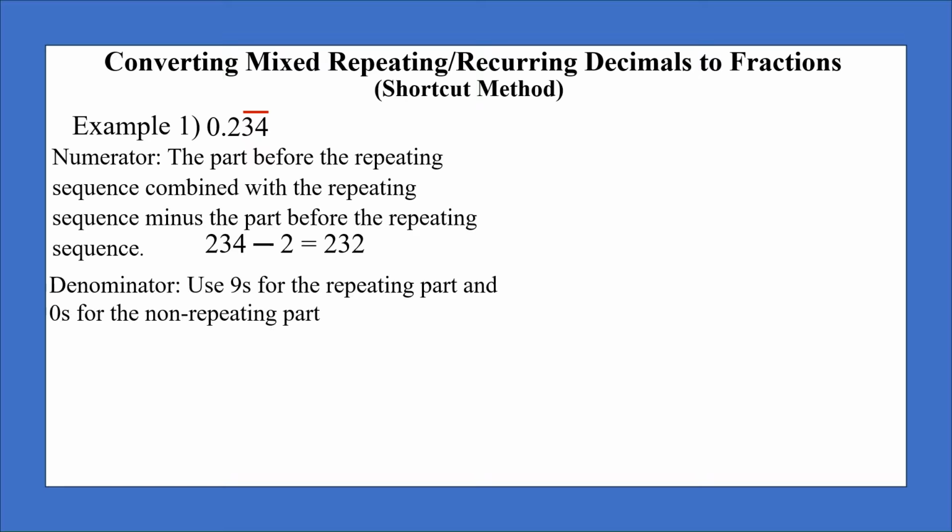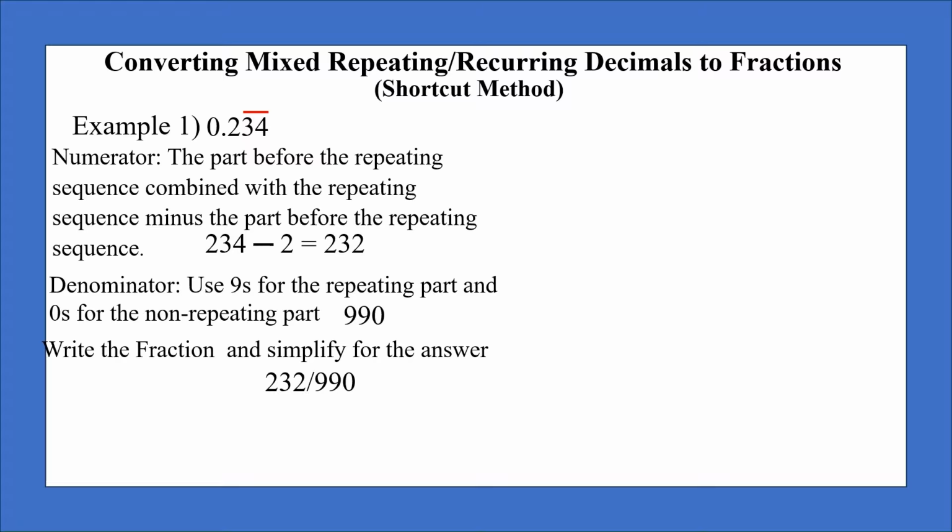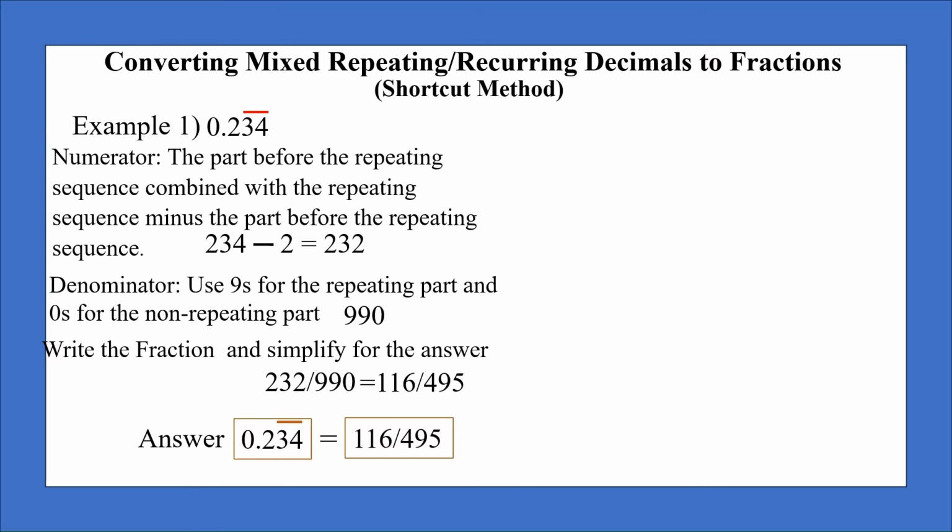Now what is going to be the denominator? You have to use 9s for the repeating part and 0s for the non-repeating part. There are 2 digits that are repeated, so you'll have 99 and 1 zero for the non-repeating part, that is 990. And so your fraction is going to be 232 upon 990. You have to write the fraction first and then simplify for the answer, and you get here 116 upon 495. So the answer is 0.234 bar is equal to 116 upon 495.